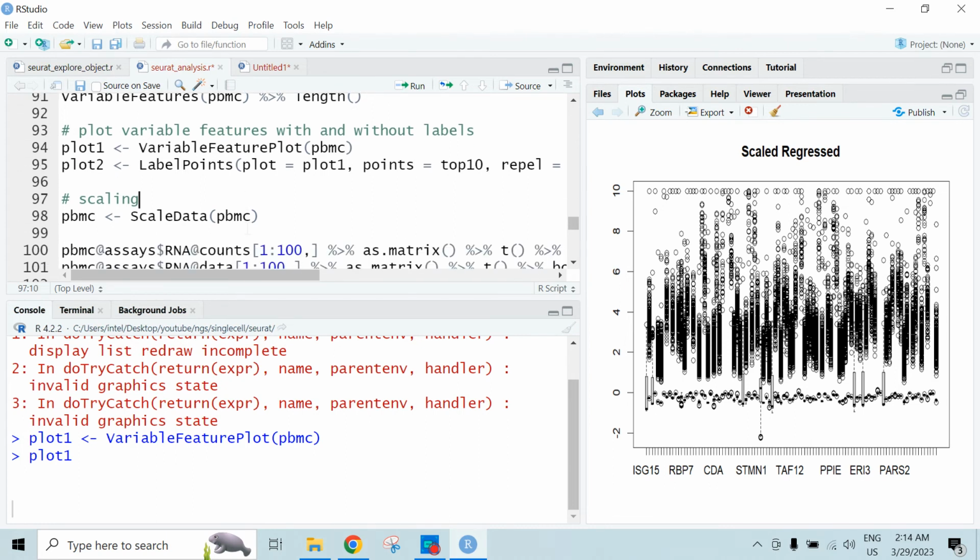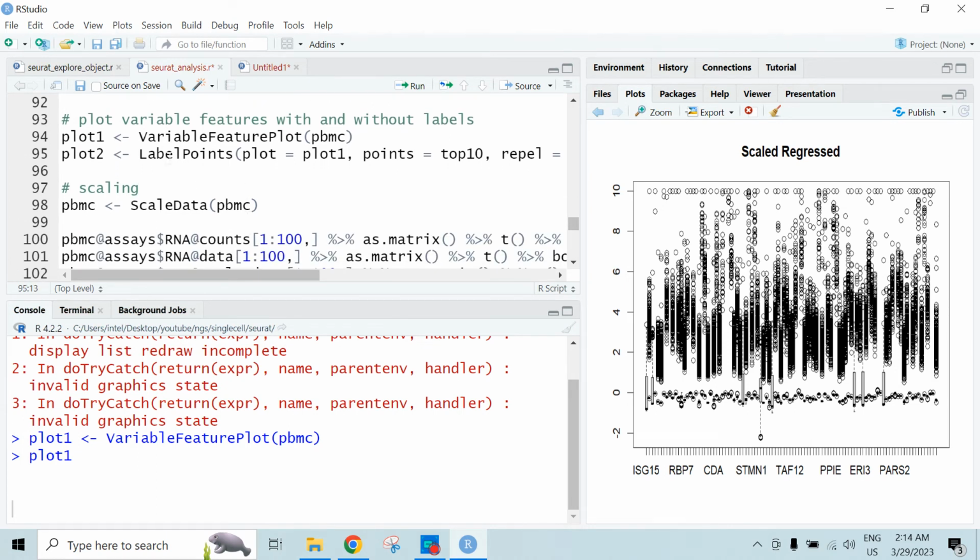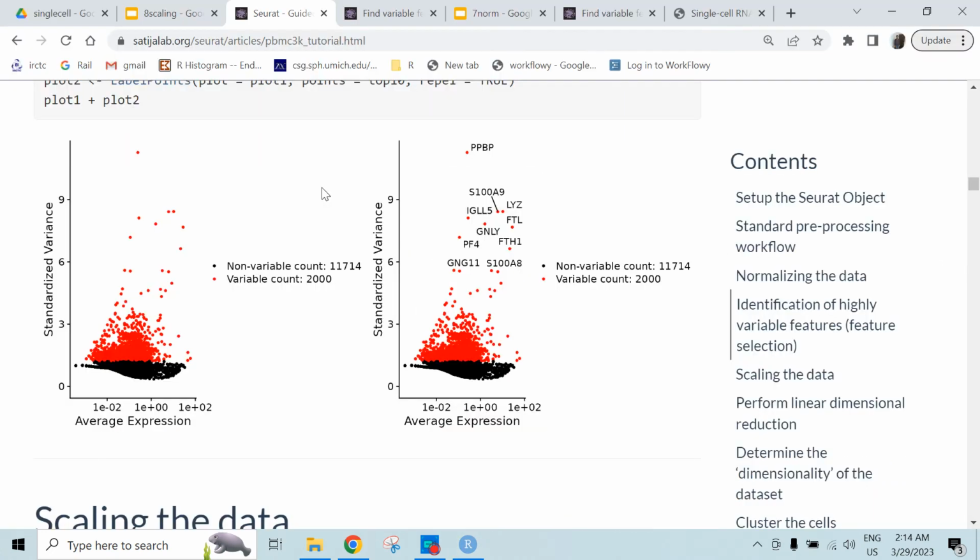It is not working. Okay, I have to restart maybe. Anyways, the command is simple, you can rerun. So you will get the same plot only.